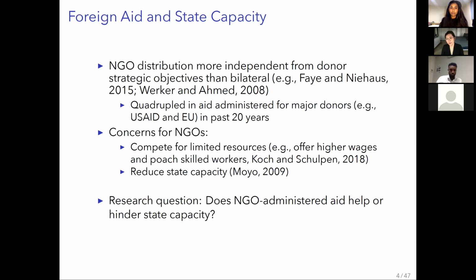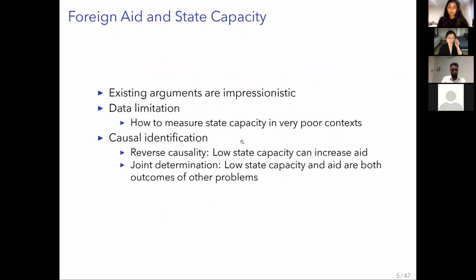So the research question we want to address is, does NGO administered aid help or hinder state capacity? Do these worries actually bear out in the data? Or are they just a few examples in an otherwise rosy picture? Okay.